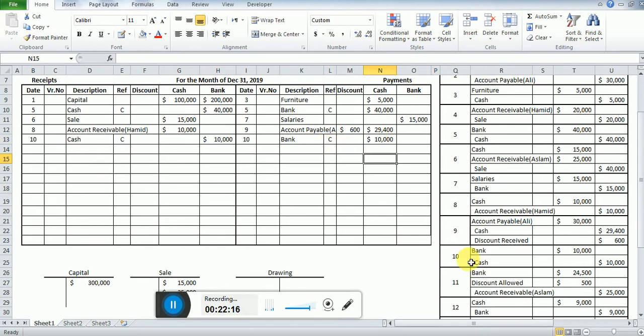Okay, next we have 11, bank and discount account, both of them debited. So 11, you can say bank account debited 24,500. Okay, and also 500 discount debited, and the reason behind, look, these two entries debited, and what is the reason? Description, account receivable. So because of account receivable, and that is Aslam. Okay, yes.